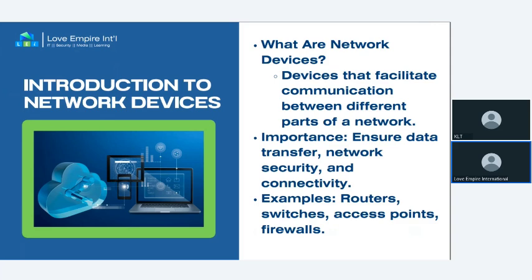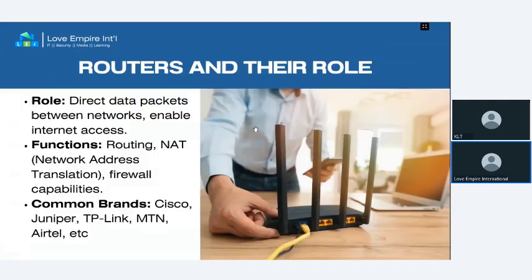Okay, so what is the importance of these network devices? They ensure that data transfer is smooth. They ensure that there's network security. They also ensure that there's connectivity. Okay, so some of the examples that we'll be looking at are routers, switches, access points, and firewalls. Those are some of the examples we'll be looking at.